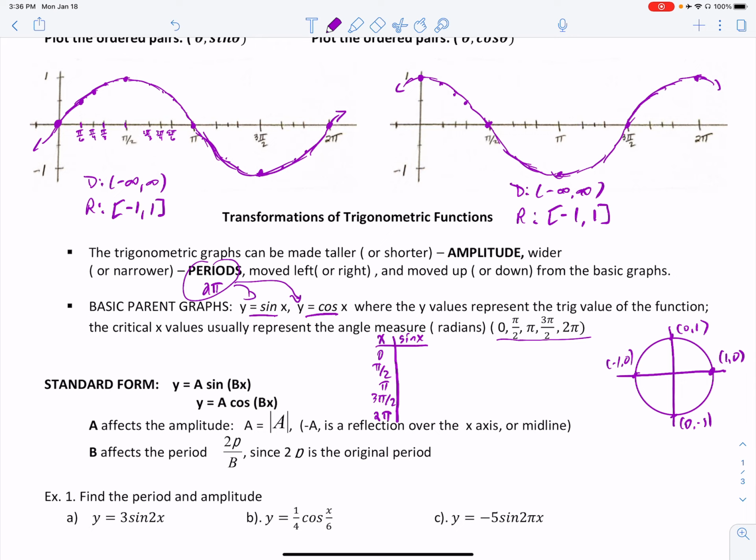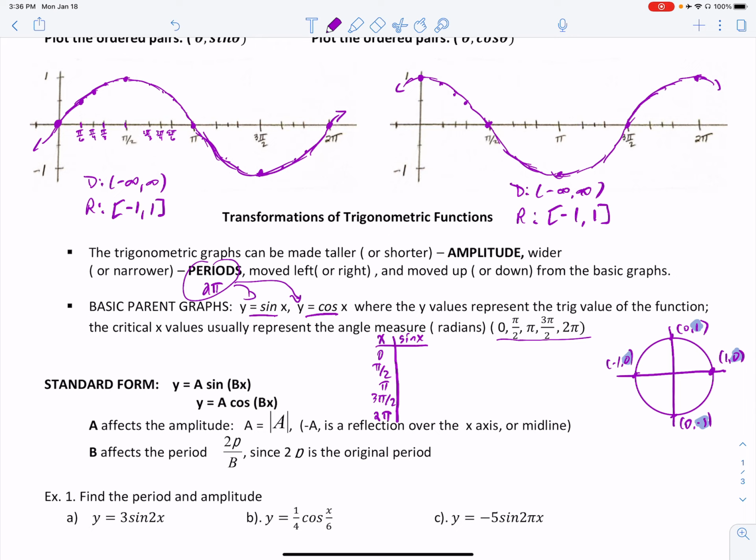Remember that the sine is the y-coordinate. So if I think at 0, the sine is 0. At pi halves, the sine is 1. At pi, the sine is back at 0. And at 3 pi halves, sine is negative 1. And then when we're at 2 pi, we're back to 0.